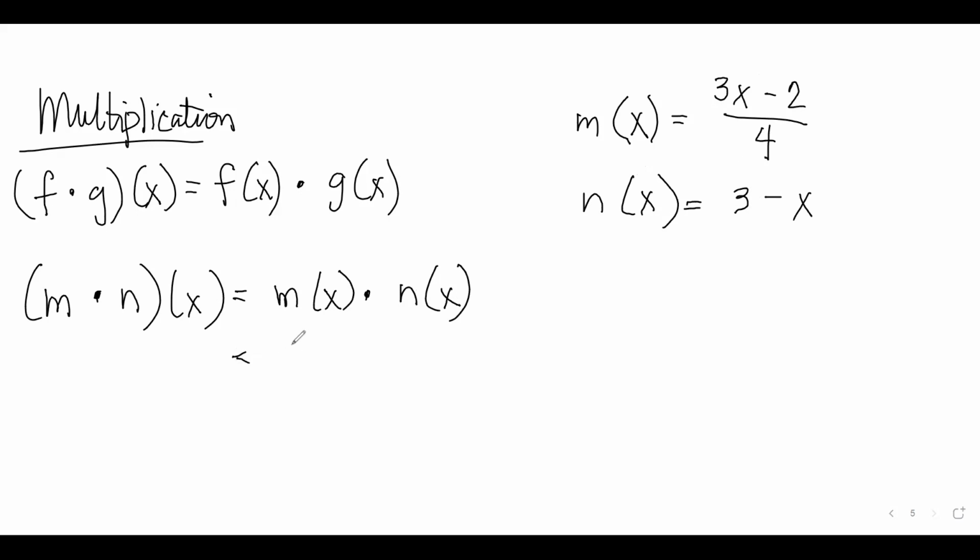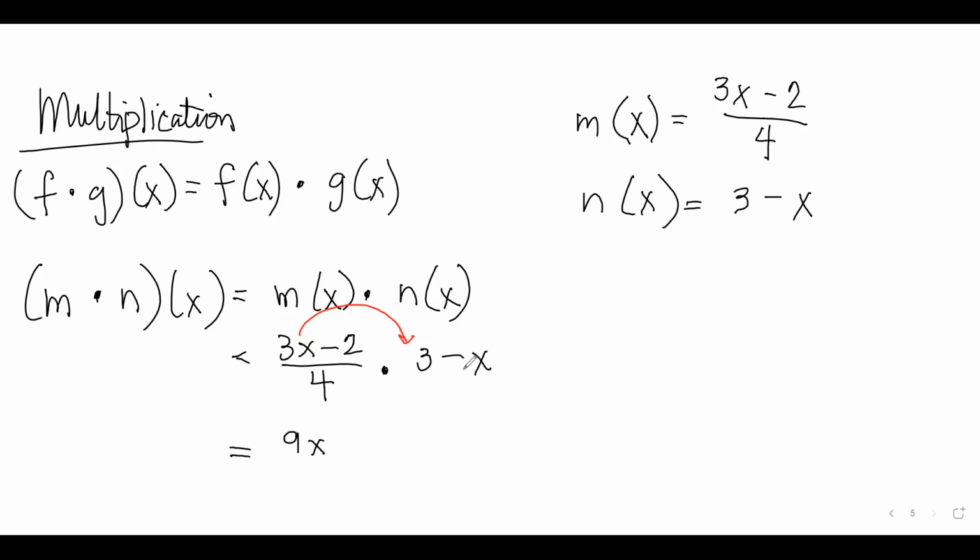Ano yung m of x natin? That would be 3x minus 2 over 4 times 3 minus x. Kasi ito ang n of x natin. So, multiply lang. Di ba sa pag-multiply ng fraction, taas-taas, baba-baba, di ba? So, since walang baba dito si 3 minus x, considered na 1 yan siya. Okay? Ibig sabihin, si 3 minus x, sa taas lang natin i-multiply. So, ayan. Distribute. First term, we have 3x times 3, that would be 9x.